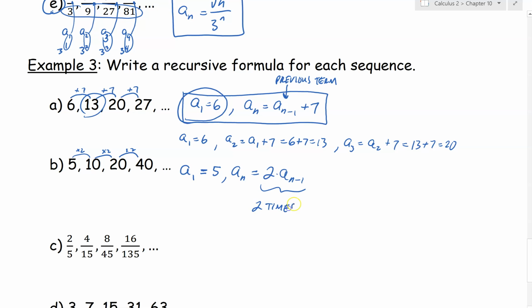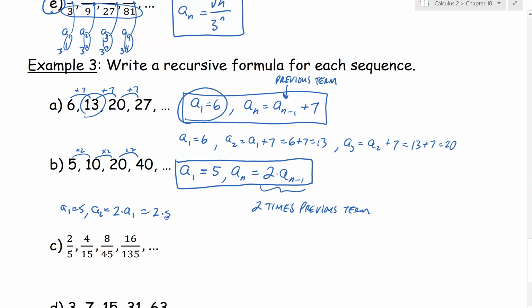Okay, and that should do it. So again, you can test it. A1 equals 5 as our starting point. A2 is equal to previous term times 2, or 2 times previous term. And so that would be 2 times 5, and that's 10. A3 is 2 times A2, and that's 2 times 10, or 20, and that works as well. Okay, so that one is correct.